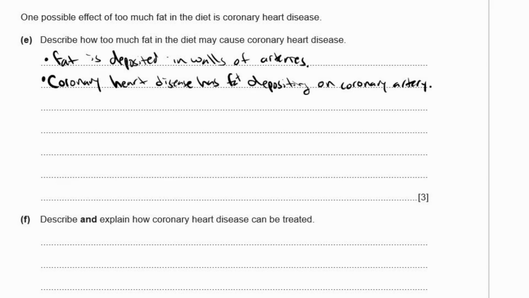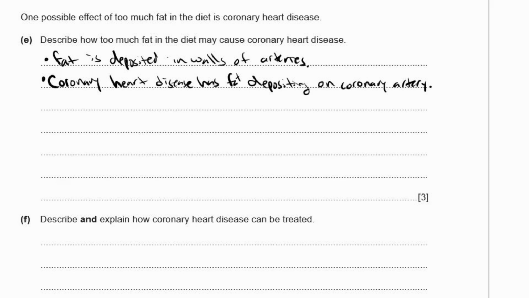Okay, so the fat is deposited in walls of arteries, and coronary heart disease has fat depositing on coronary arteries. So basically, fat deposits in any artery in the body, not veins or capillaries, it's the arteries. And the coronary heart disease is because it's specifically also in the coronary artery. Okay, this is called atherosclerosis, and those deposits can be called plaques or atheromas. All right, so those are other keywords that could get you some marks there as well.